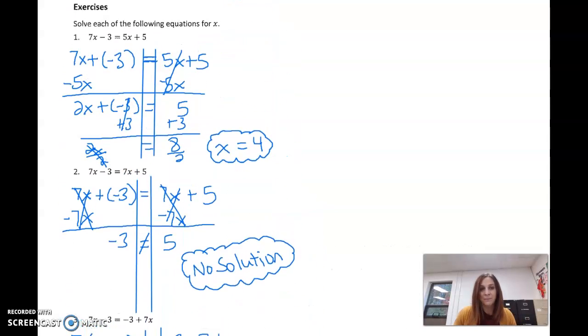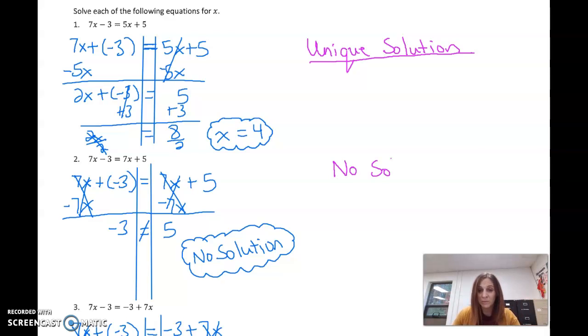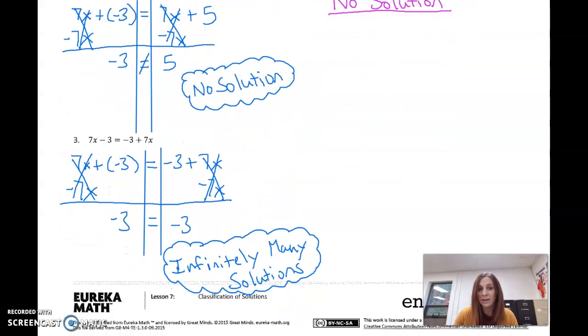The one we did up top, where we got 4 for an answer, what we say here is this is a unique solution. If you're unique, you're an individual, okay? There's only one of you. We're all unique. So if we have a unique solution, there's only one solution. And I'm really going to struggle with spelling the word solution today, apparently. Okay. Now, we also have no solution. So our 3 choices are unique solution, no solution, and of course, infinitely many solutions.